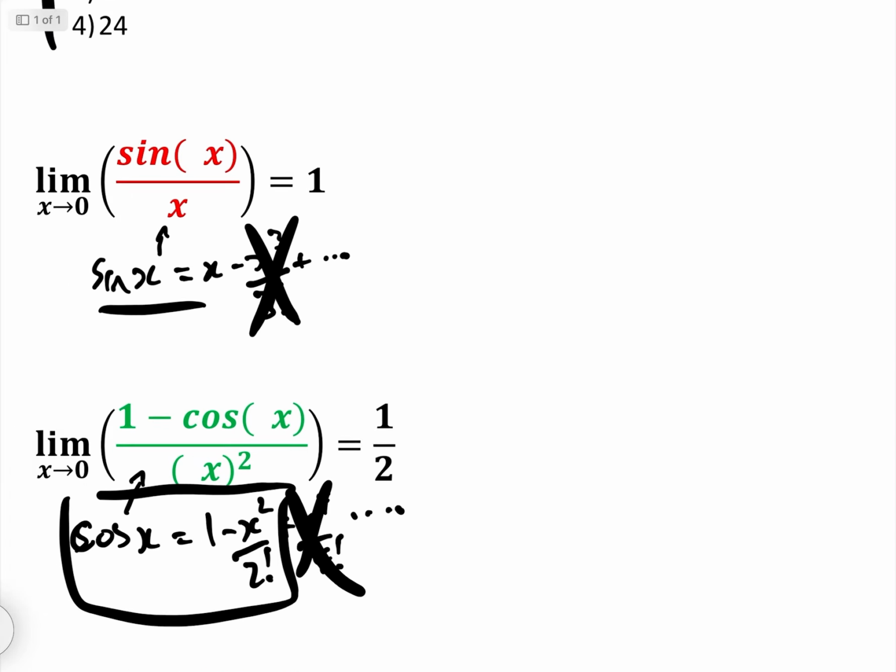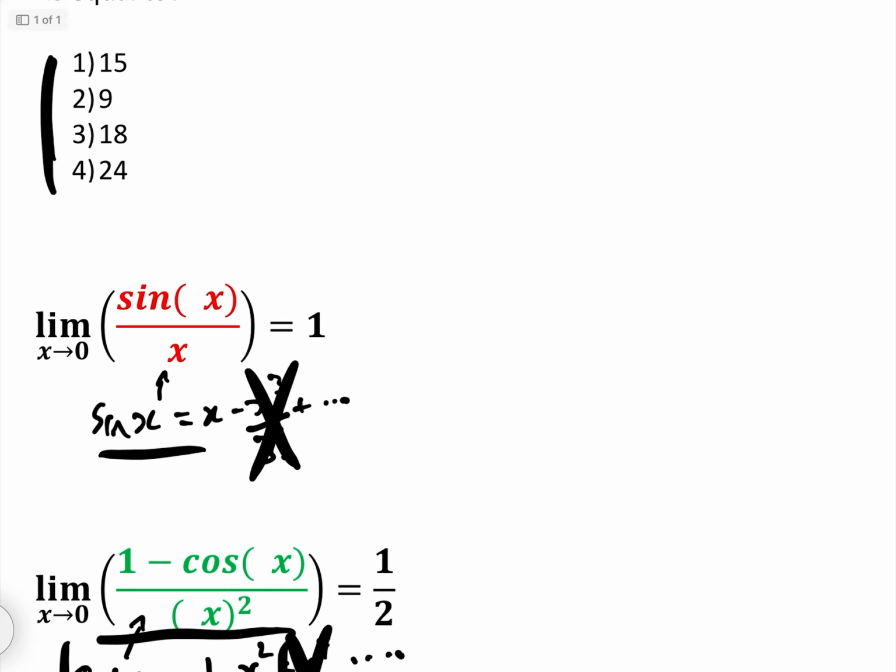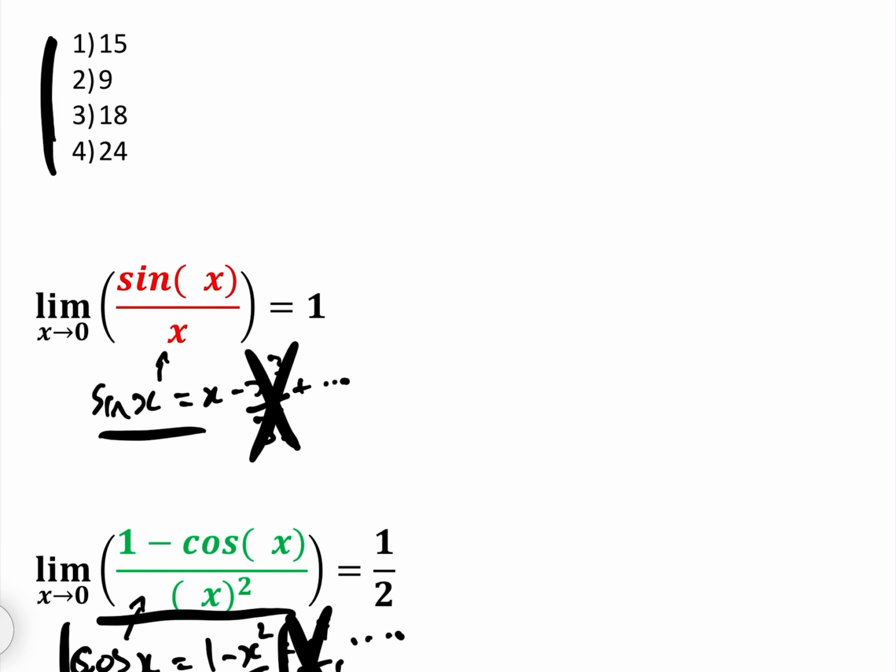And I've added that one because in the question you might be tempted to turn sin cubed 4x over cos cubed 4x into tan cubed 4x, but that's the worst thing you can do because tan cubed 4x also approaches 0, and we're left with even more 0 over 0 problems. So we certainly don't want to be doing that. One other thing, this is 4x and this is 3x and the log is 2x. Just on these, if we add a 4 there, that is still valid.